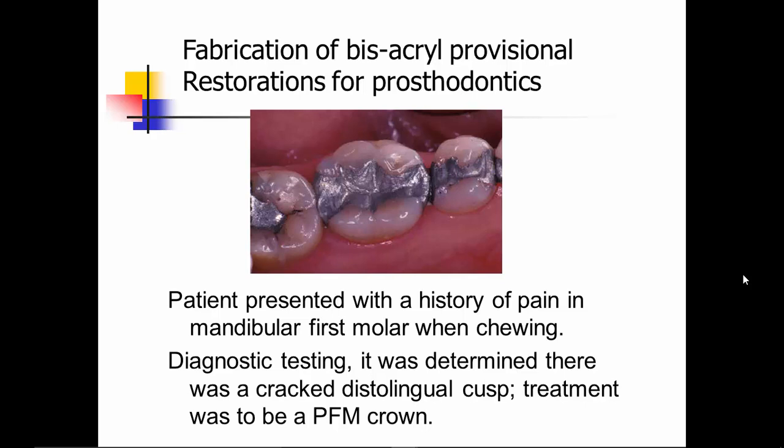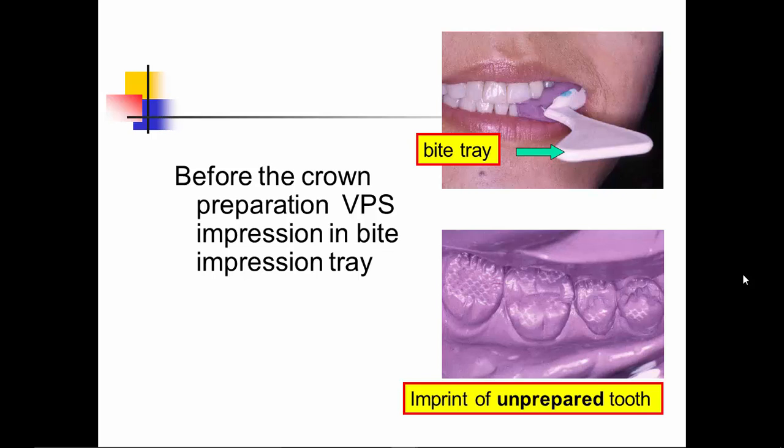This patient presented with a history of pain in the mandibular first molar when chewing. After some diagnostic testing, we determined there was a cracked distolingual cusp. Treatment was to be a PFM crown, and the amalgam is intact and acceptable. We need to hold this tooth together. And so before we start the crown preparation, let's find a way to make that provisional restoration.